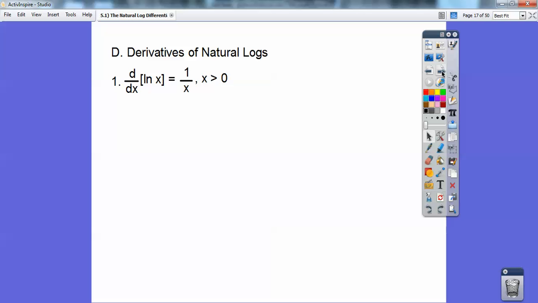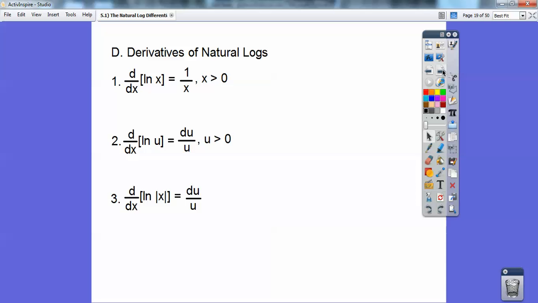And then the derivative of natural log, you guys. The derivative of natural log is its chain over the reciprocal. So the chain of x is 1, so it's 1 over x right there, and x has to be greater than 0. If I had anything else, it's always the chain divided by the reciprocal right there. So the derivative of any natural log is the chain divided by the reciprocal.